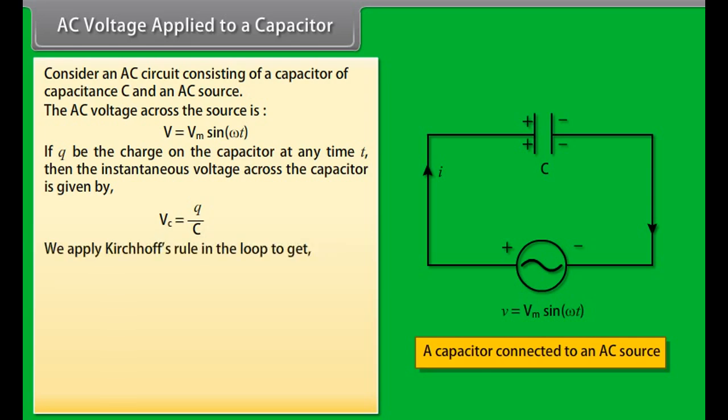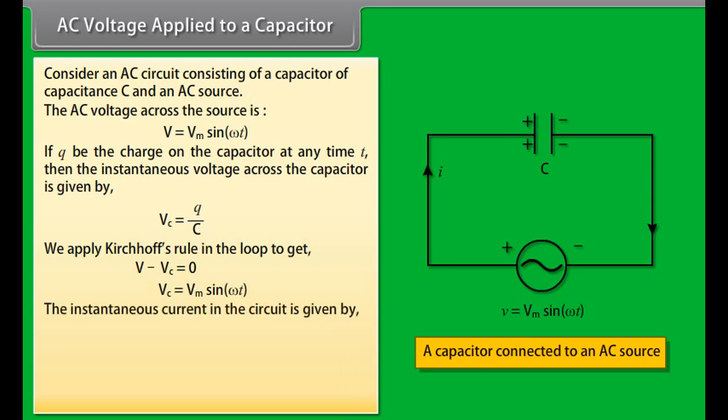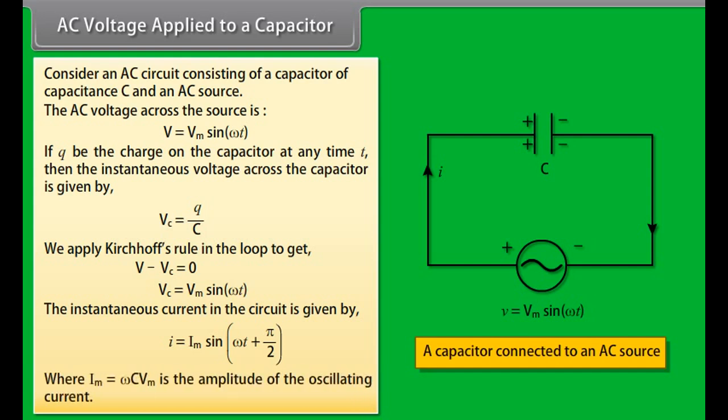We apply Kirchhoff's rule in the loop to get V minus Vc equals 0. Now we put the value in the above equation. Vc equals Vm sin omega t. The instantaneous current in the circuit is given by Im sin (omega t plus pi by 2), where Im equals omega C Vm is the amplitude of the oscillating current.